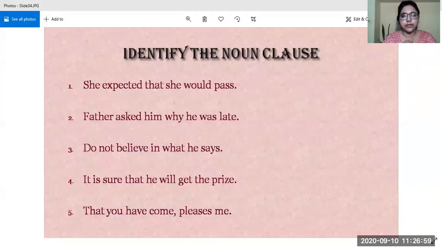Yashi, give me the answer for the first one. The noun clause here is that she would pass. Correct. Next. Shubh. The noun clause here is why he was late. Absolutely correct. Next. Divyanshi. Ma'am, what he says is the noun clause. Very good. Sanvi, the fourth one. That he will get the prize is the noun clause. Excellent. Absolutely correct. Sanvi, tell us the fifth one also. That you have come is the noun clause. Yes, that you have come is the noun clause.